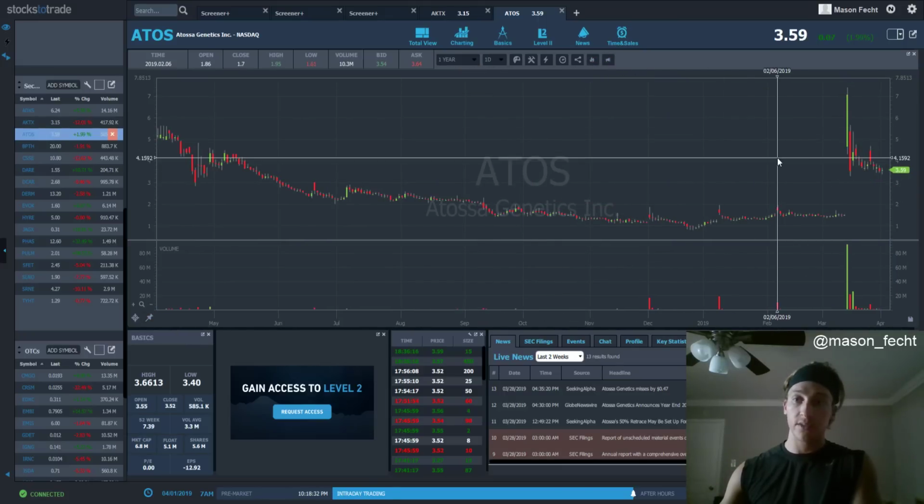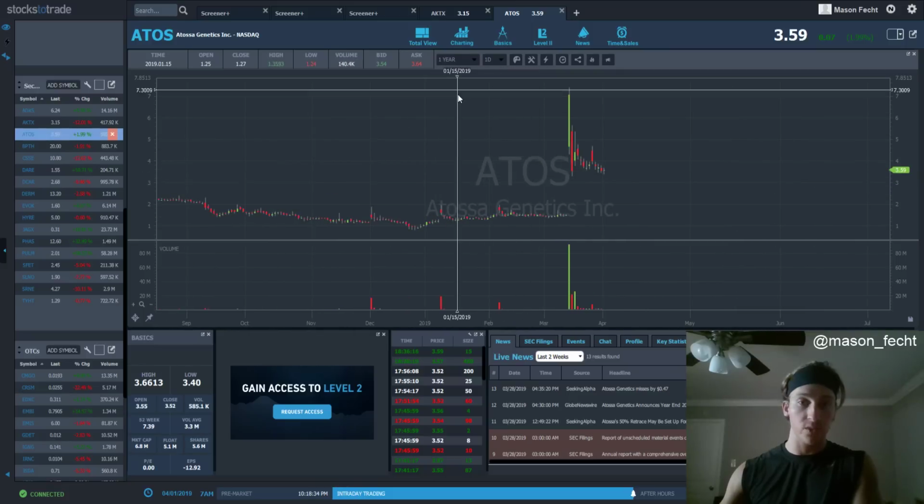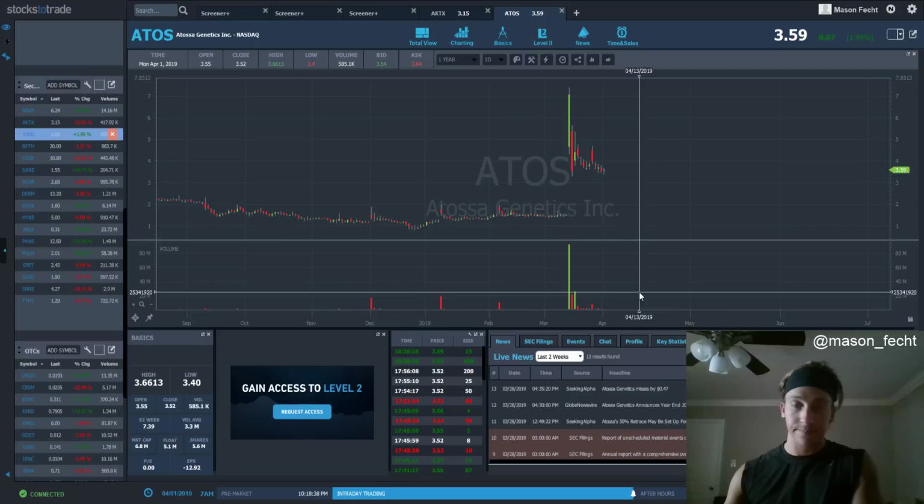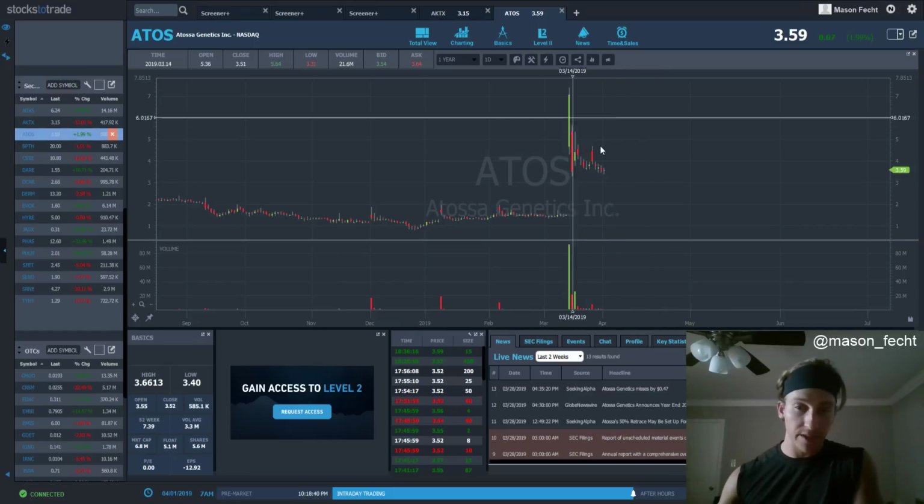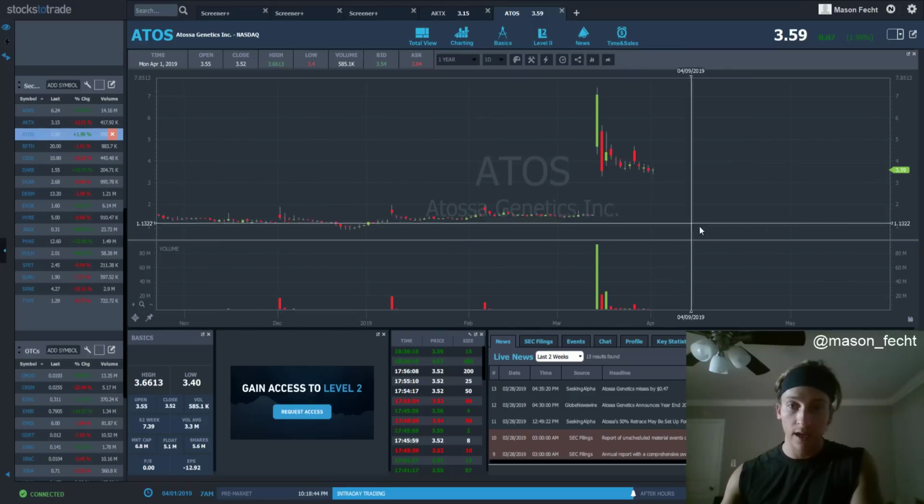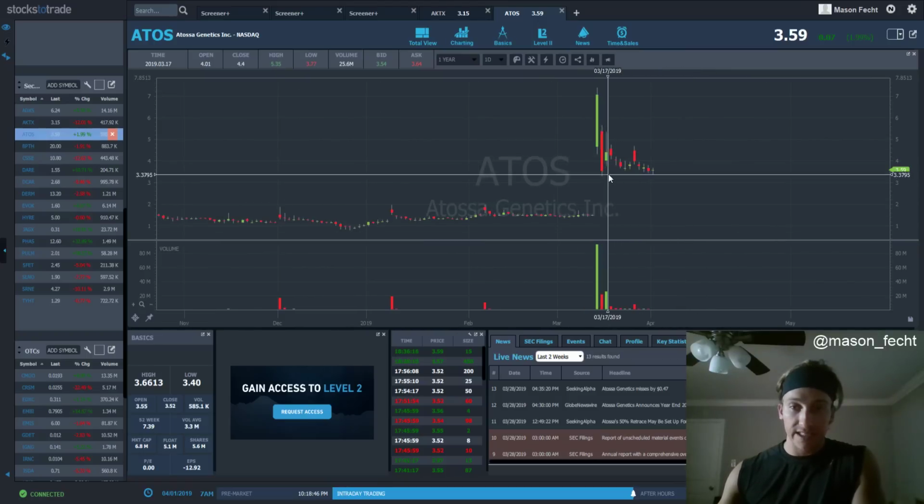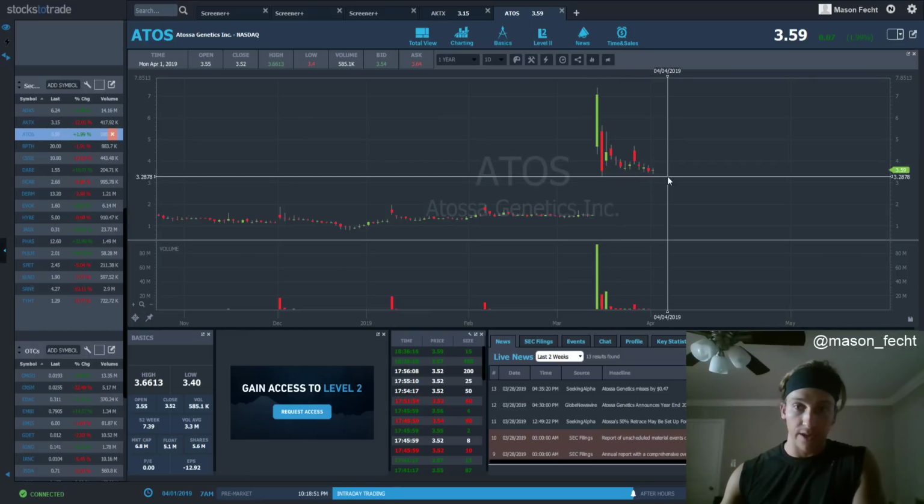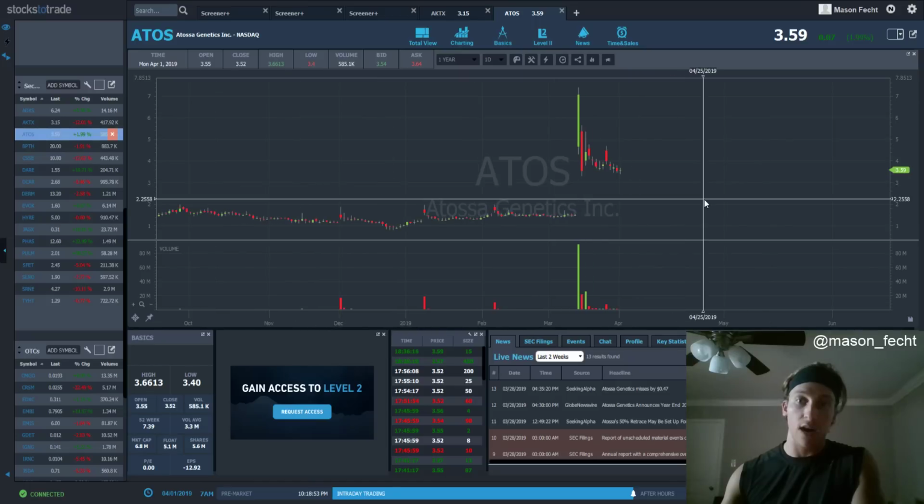So ATOS was a recent runner. I'm pretty sure this went up a lot during pre-market and then spiked. I'd be keeping this on watch for first green day. But it's really just kind of found a bottom here at around 330, and it's kind of holding that for now.